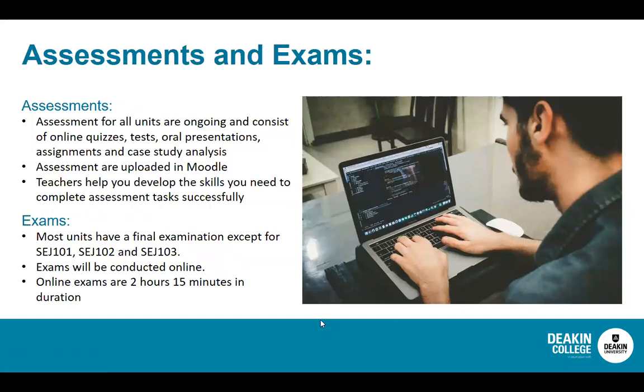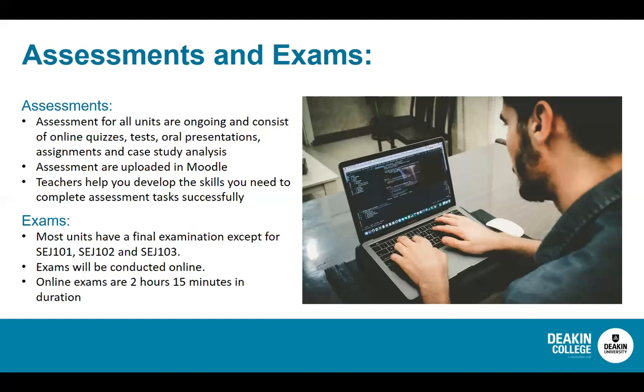In terms of assessments and exams. In terms of assessments, assessments for all units are ongoing and consist of online quizzes, tests, oral presentations, as well as assignments and even case study analysis. All of your assessments will be uploaded in the Moodle platform, and your teachers are there to help you develop the skills you need to complete your assessment tasks successfully.